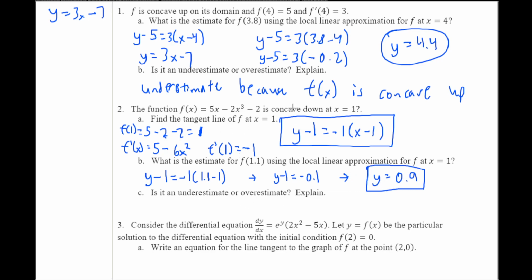Because they tell us the function here is concave down, the graph is going to look something like this, and any tangent line is going to be above the curve. Sorry about that bad drawing. So therefore, this is an overestimate because f of x is concave down.